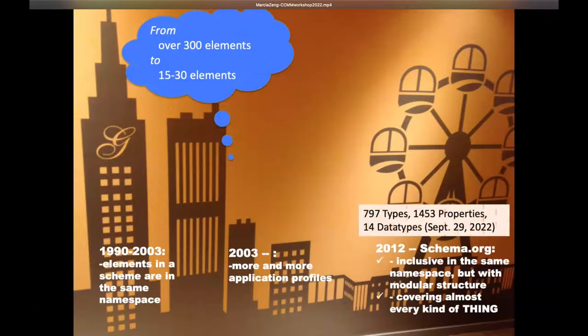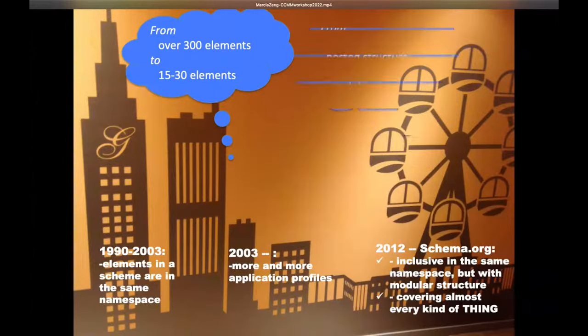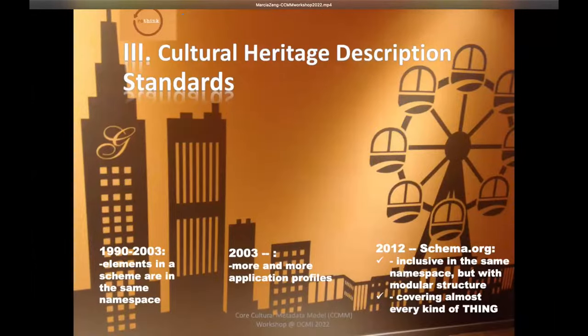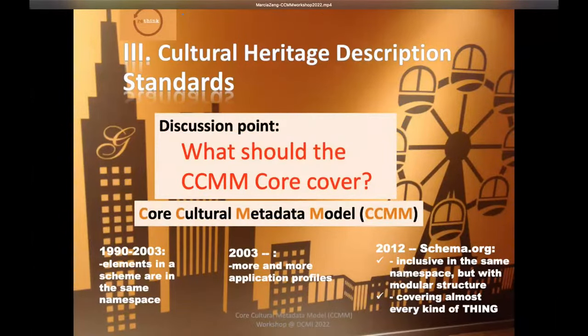Then around 2012, schema.org emerged, which absorbed many existing vocabulary components, but it characterizes its approach as a modular structure. It has different classes and properties and could cover almost every kind of thing. So, what should the CCMM core cover? Let's start our discussion here.